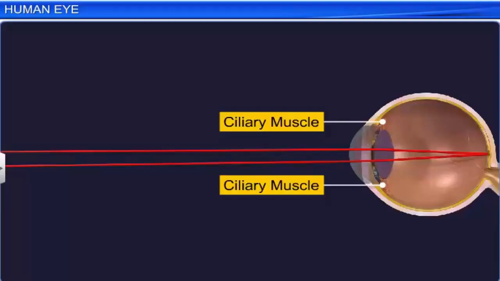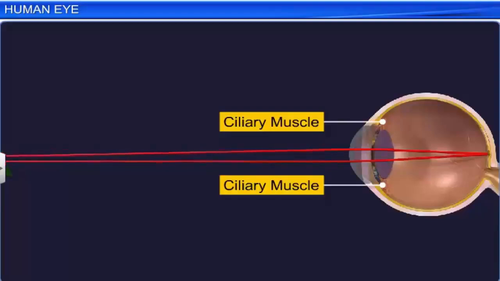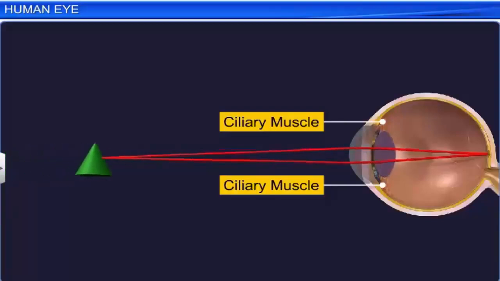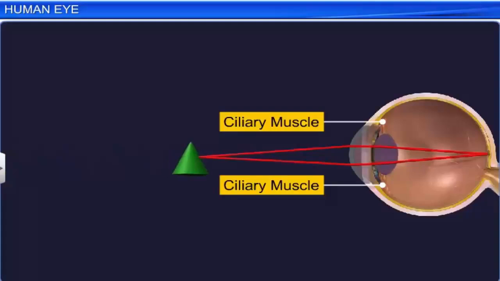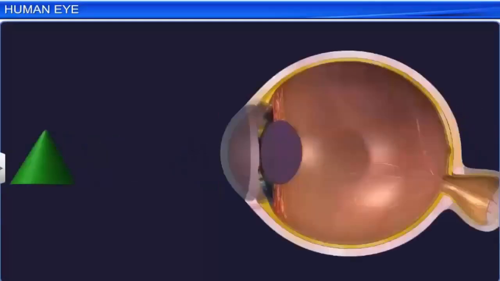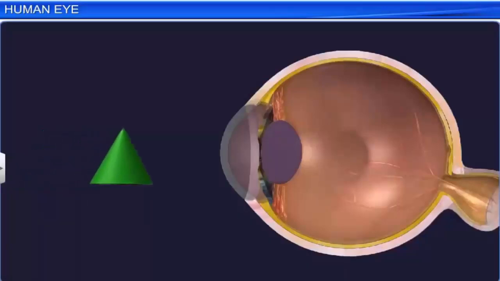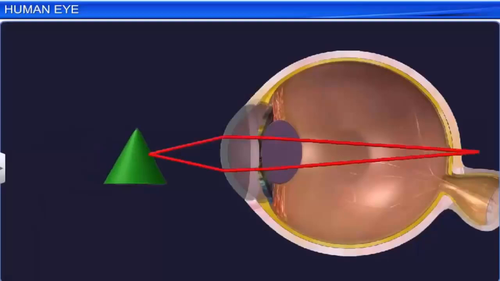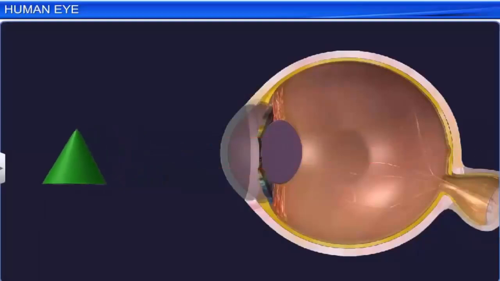When the object is close to the eye, the tension in the ciliary muscles increases and the lens becomes more bulged with reduced radii of curvature. The reduction in the radii of curvature of the crystalline lens reduces its focal length also. But the focal length of the crystalline lens cannot be reduced beyond the limit. Hence, there is a limit for the closest distance for which the lens can focus light on the retina.